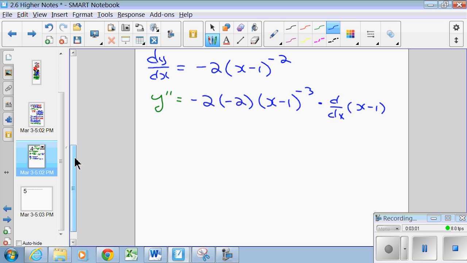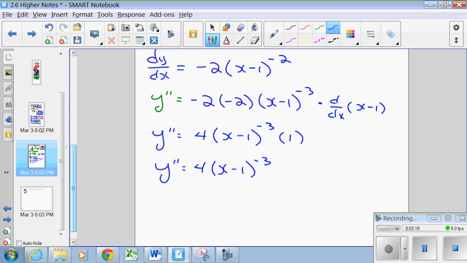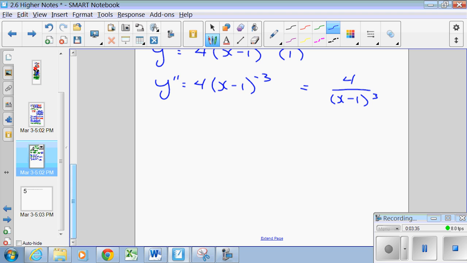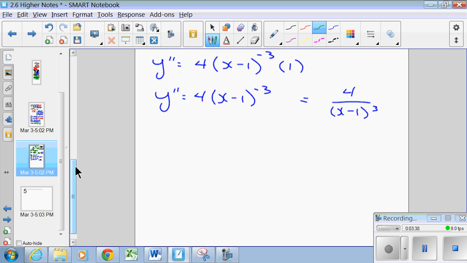If I clean this up just a little bit, my second derivative is going to be negative 2 times negative 2, so it's positive 4, x minus 1 to the negative 3, and times by 1. So my second derivative is 4 times x minus 1 to the negative 3. Again, if I wanted to stop here, I would say my second derivative is 4 over x minus 1 cubed. That's a great second derivative. But I'm not supposed to stop at a second derivative. I'm supposed to go as far as a third derivative.